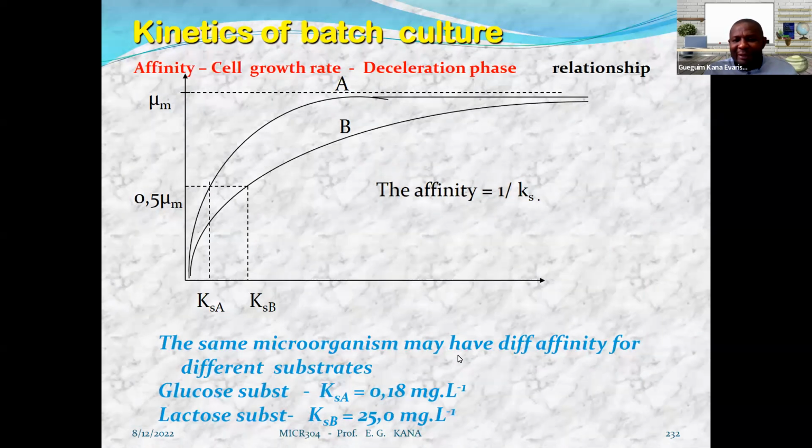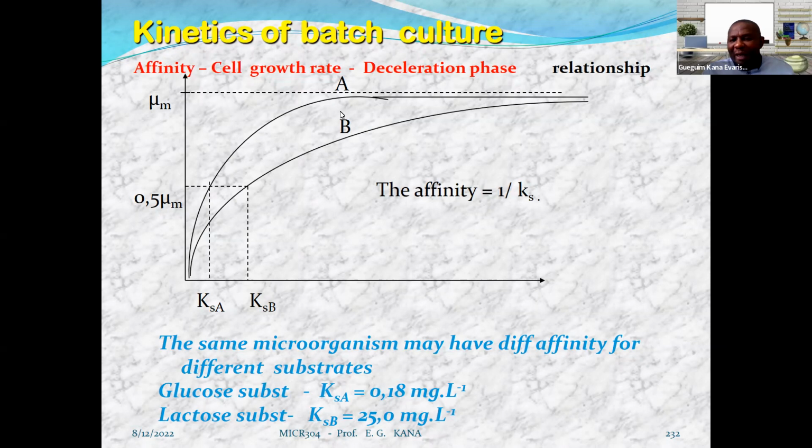Let me allow you to reflect. The same microorganism may have different affinity for different substrates. Now, let's assume that we have our E. coli, and we have 2 substrates. One is glucose, one is lactose.